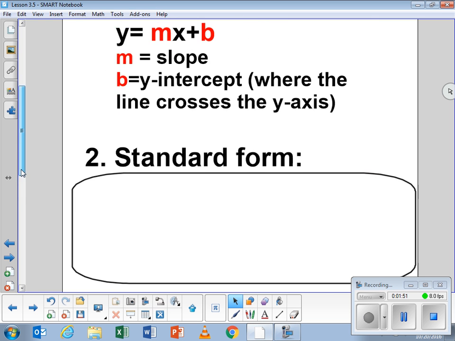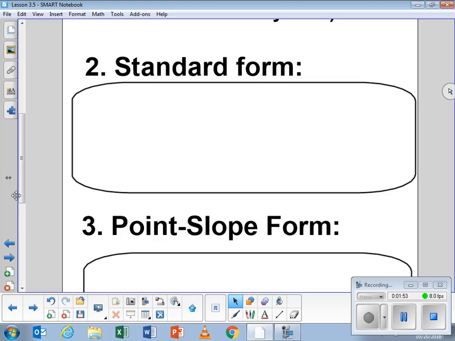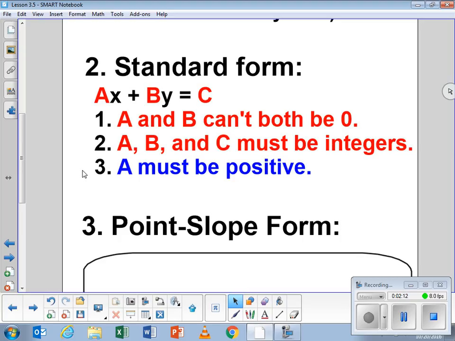Okay, standard form. Does anybody remember what standard form looks like? Okay, it's a good thought. Any others? There's an A, that's right. AX plus BY equals C. Sorry, equals C.